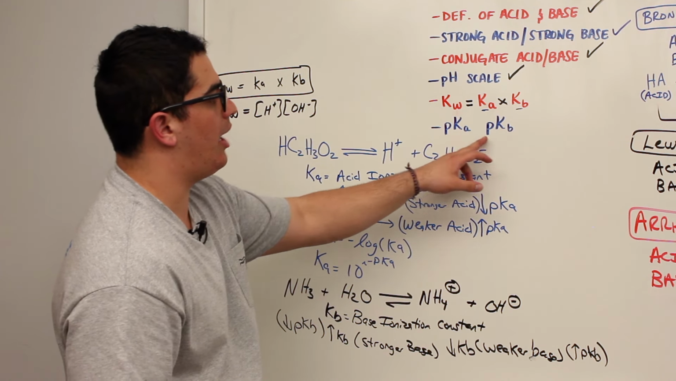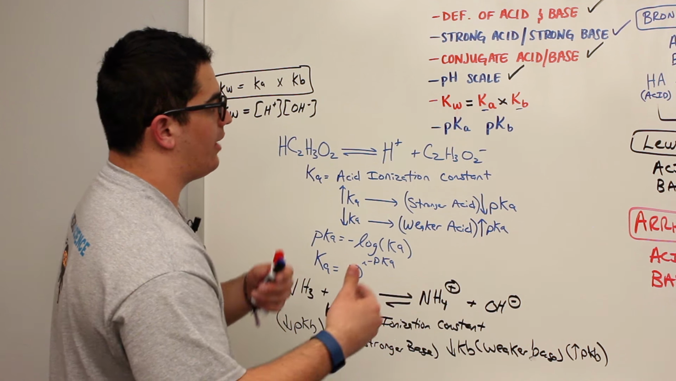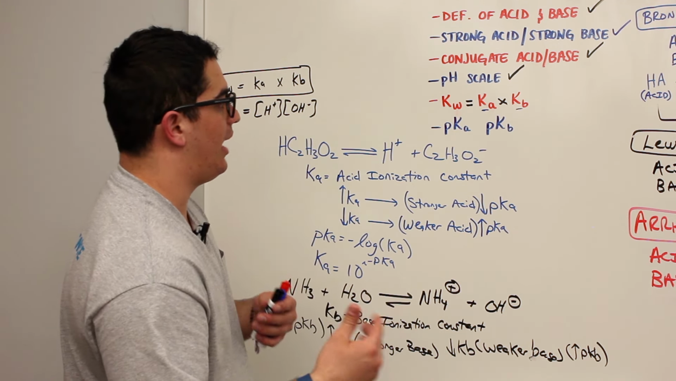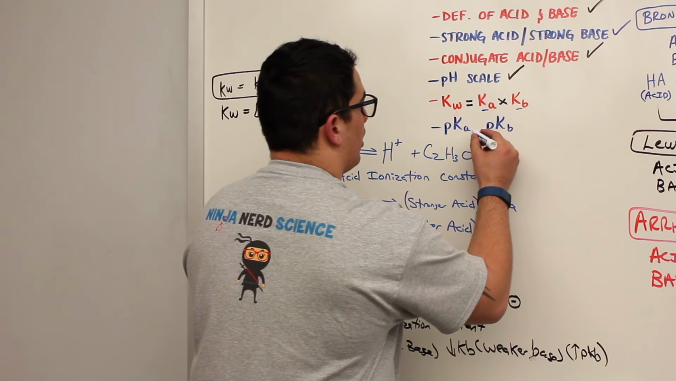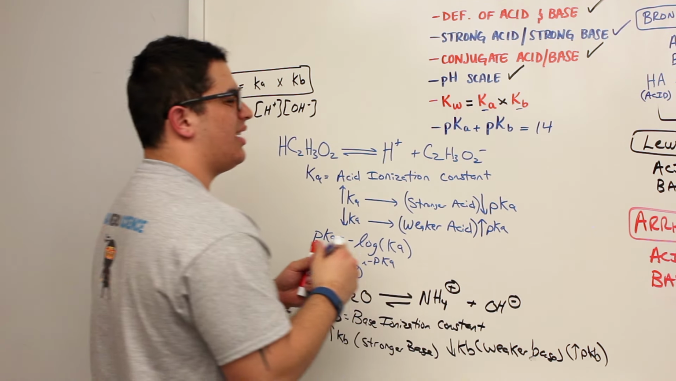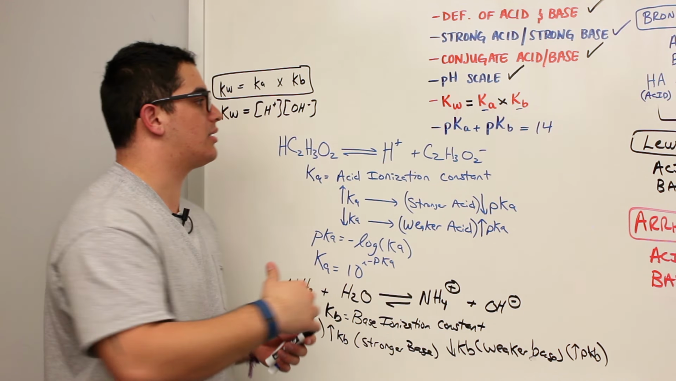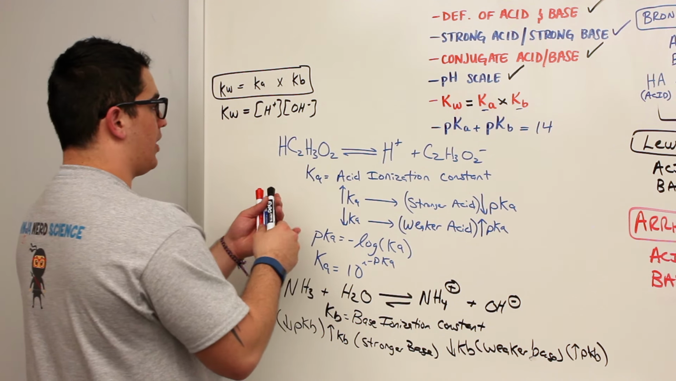Now let's finish up with pKa and pKb. We already know the relationship, right? That pKa is equal to the negative log of the Ka, and pKb is equal to the negative log of the Kb. Well, we can actually say pKa plus pKb equals 14. Doesn't that sound familiar, like pH plus pOH equals 14? Same concept here.